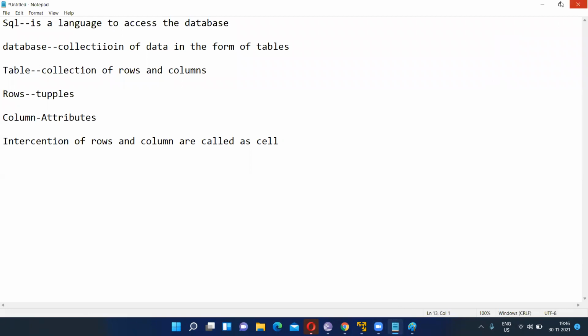What I was telling is SQL is a language to access the database. Then I told you a database is a collection of data in the form of tables. A table is a collection of rows and columns, and rows are also called tuples. Columns are also called attributes, and the intersection of rows and columns is called a cell.